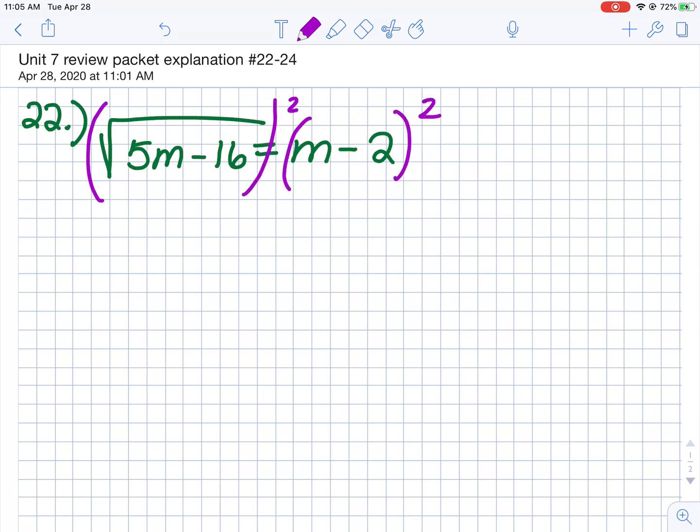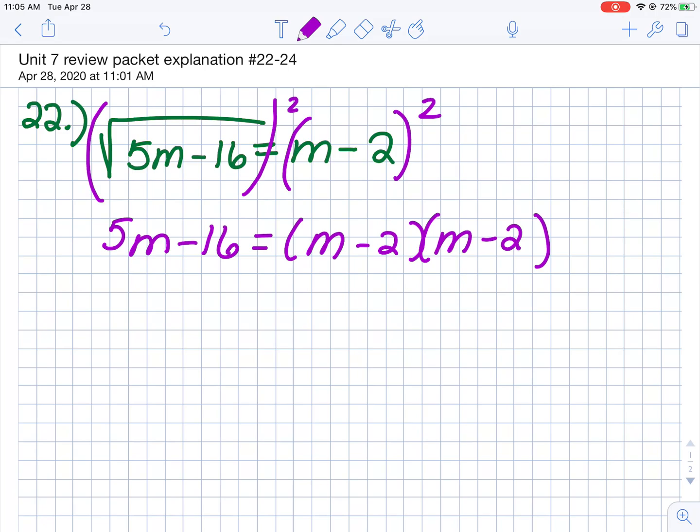Now you got to be careful. This is where a lot of mistakes are made. First of all, squaring a square root simply undoes it. So this is 5m minus 16. On this side, this is not m squared minus 4. It's m minus 2, close parenthesis, m minus 2. So we have to FOIL the other side.